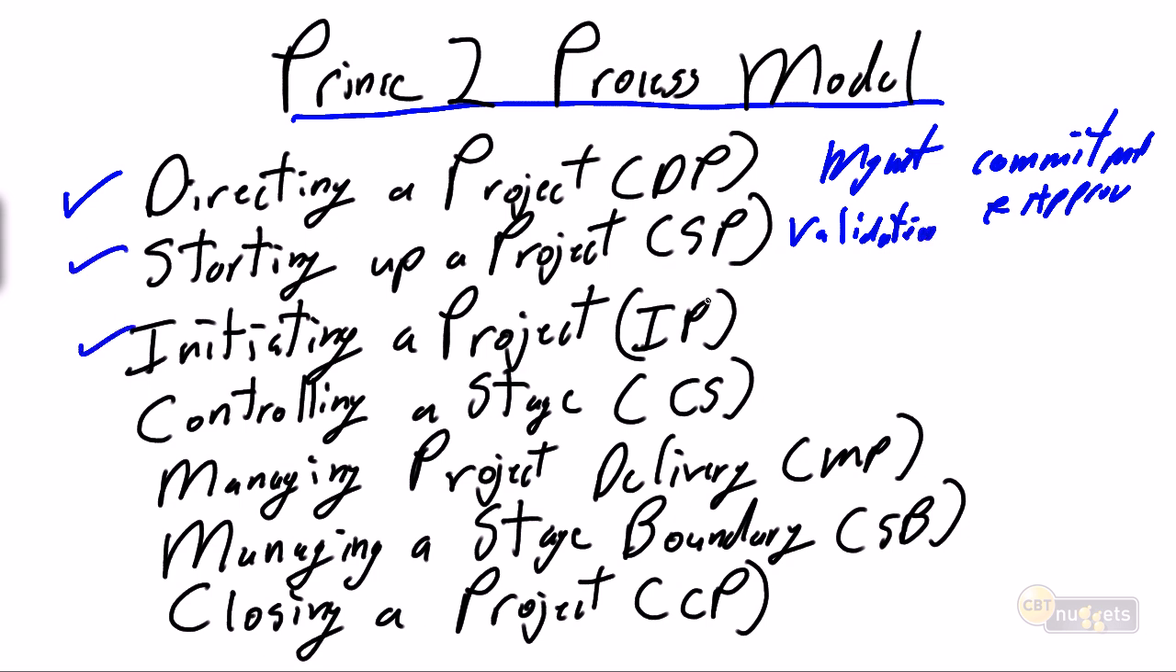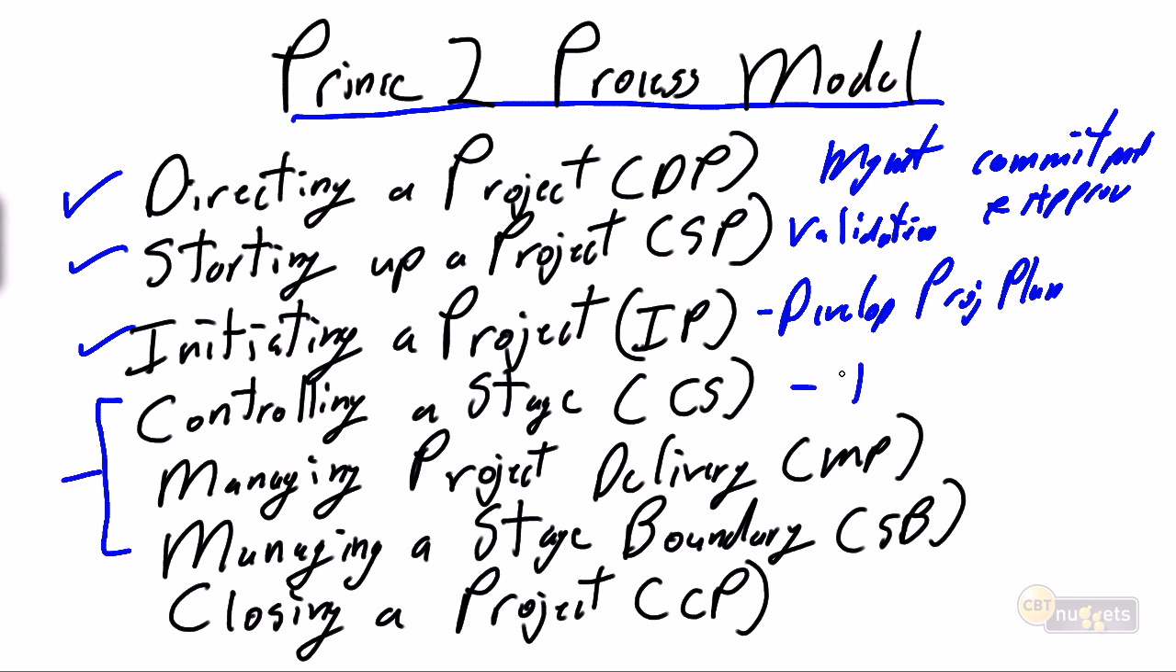Initiating the project, developing the project plan. The project plan is going to contain the scope, the budget, the quality, the risk, and everything else that's required to identify all of the work required to get the project done. And then we move into a series of parallel and iterative steps where we control the stage, which is tracking and managing against the project plan, against the project baseline.